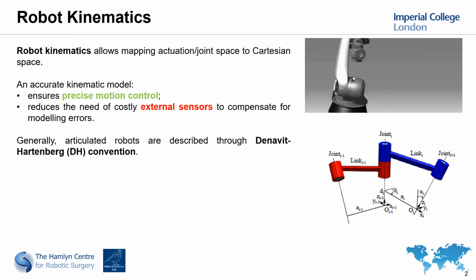Robot kinematics is a very important basis for robotics, as it allows mapping actuation or joint space to Cartesian space. Having an accurate model ensures precise motion control and reduces the need for costly external sensors to compensate for motion errors, which cannot always be employed. Generally, articulated robots are described through the Denavit-Hartenberg convention.